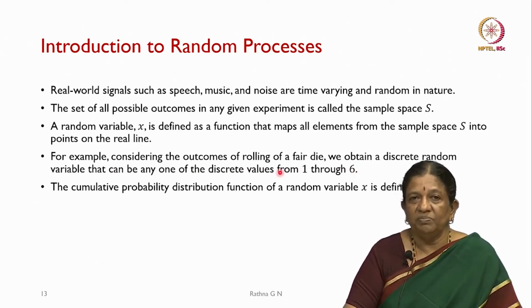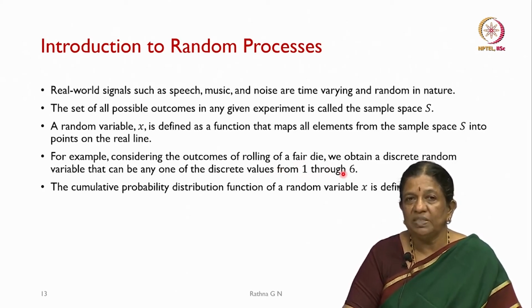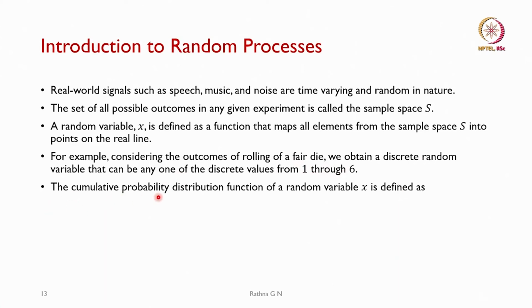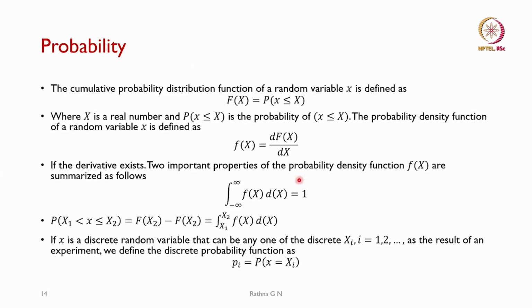When we roll it, we do not know what the outcome is, but it should lie between 1 through 6. So, the cumulative probability distribution function, we call it CDF, of a random variable x is defined as F of x is equal to the probability of x less than or equal to capital X, where capital X is a real number, and P of x less than or equal to X is the probability of x less than or equal to capital X.